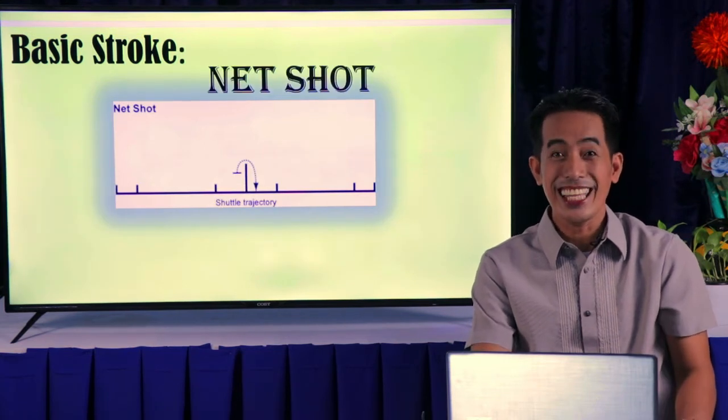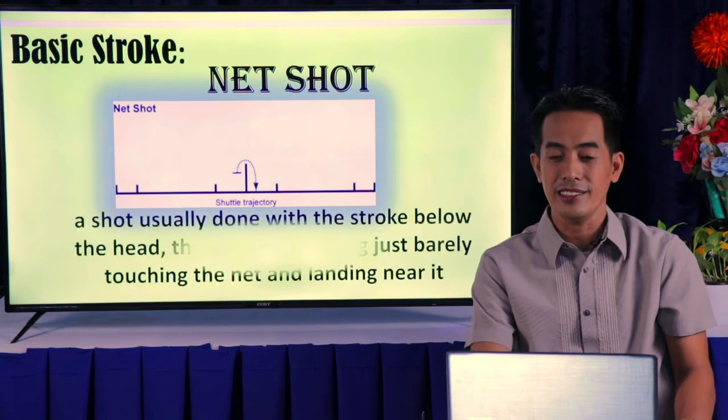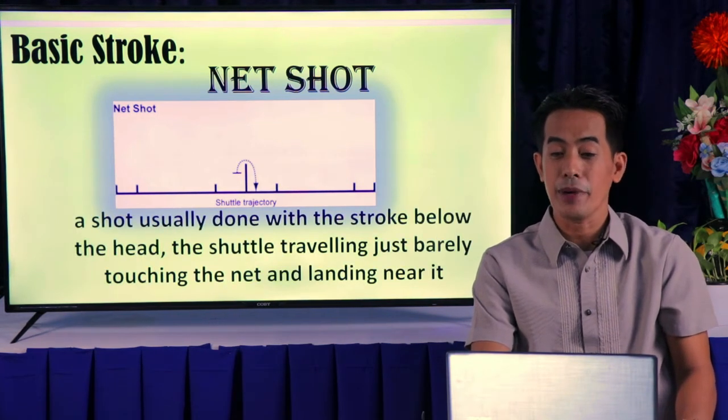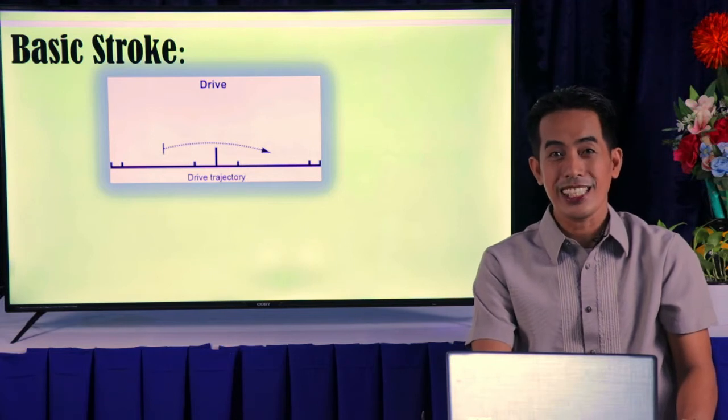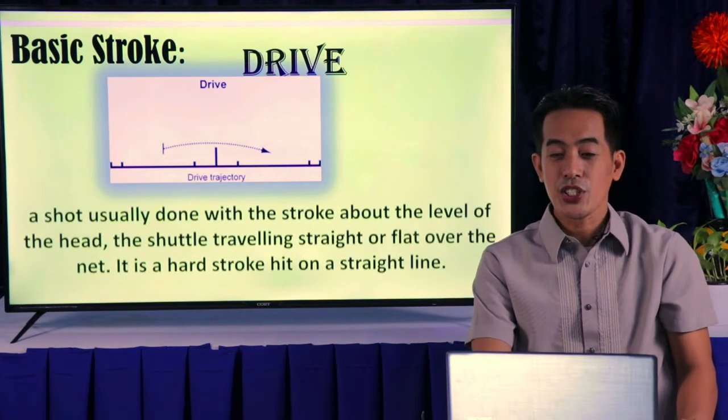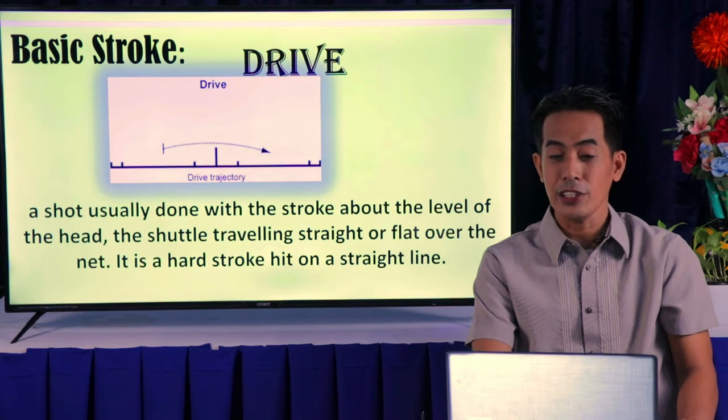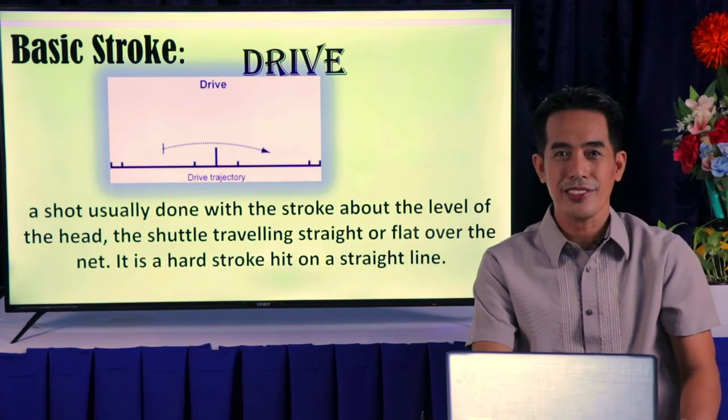Fourth, the net shot. A shot usually done with strokes below the head and the shuttle traveling just barely touching the net and landing near it. Fifth, the drive. A shot usually done with a stroke about the level of the head. The shuttle travels straight or flat over the net and it is a hard stroke hit on a straight line. This is a fast-moving shuttle that follows the horizontal path from one court to the other.